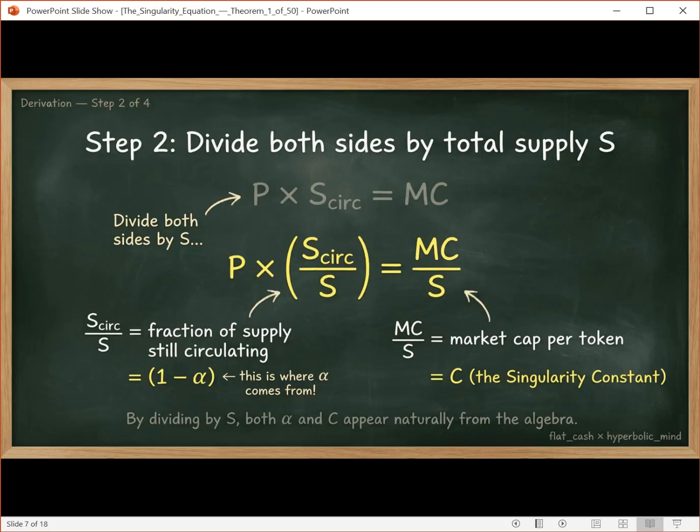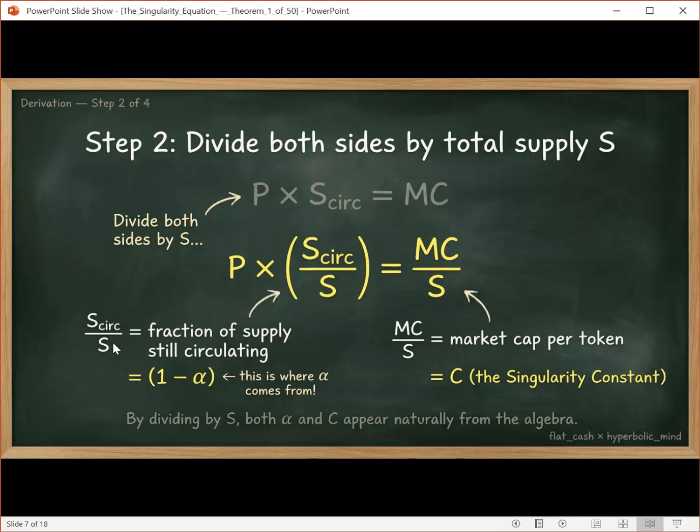Now, step 2, simply divide that equation by total supply. So the left hand side, this is the equation: circulating supply divided by S and market cap divided by S. That's all I'm doing in this formula. And circulating supply divided by S is nothing but the fraction of the supply that is still circulating, which is nothing but 1 minus alpha, right? This comes from our previous definition I just talked about 2 slides ago.